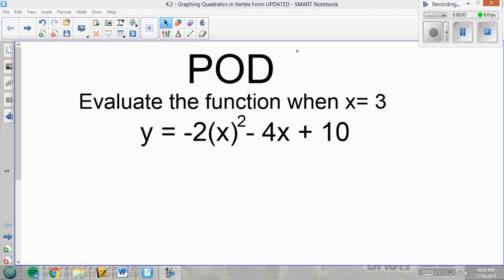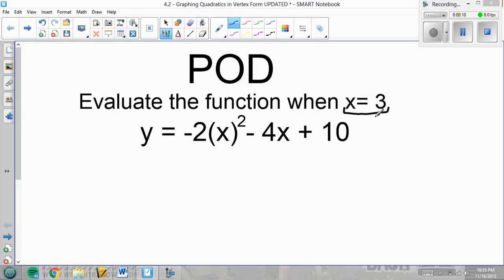First thing I want you to do is the POD. So you're evaluating the function when x is 3. Okay, so I want you to take a minute to do this at your seat, and then we'll go over it.